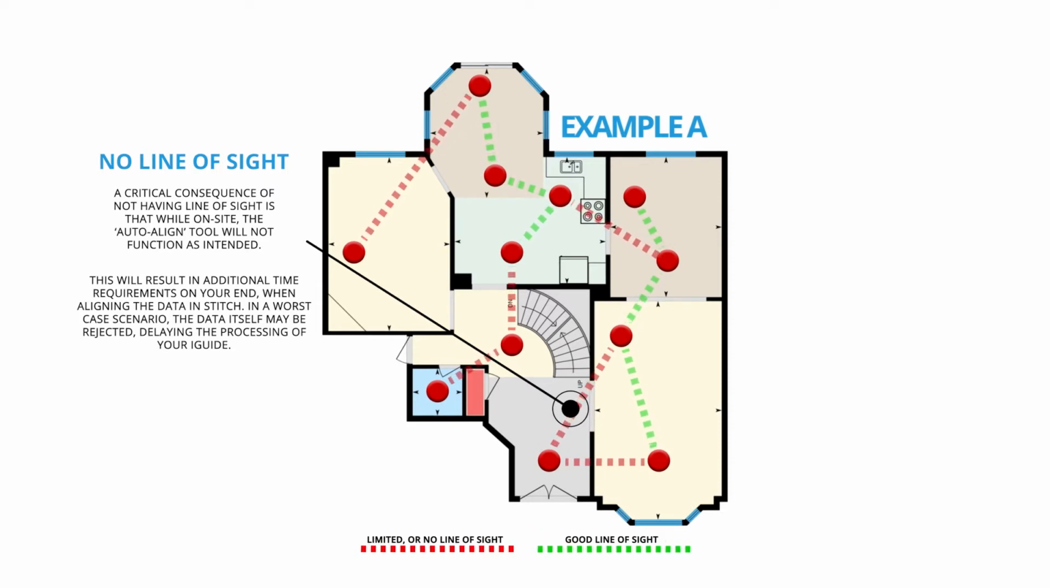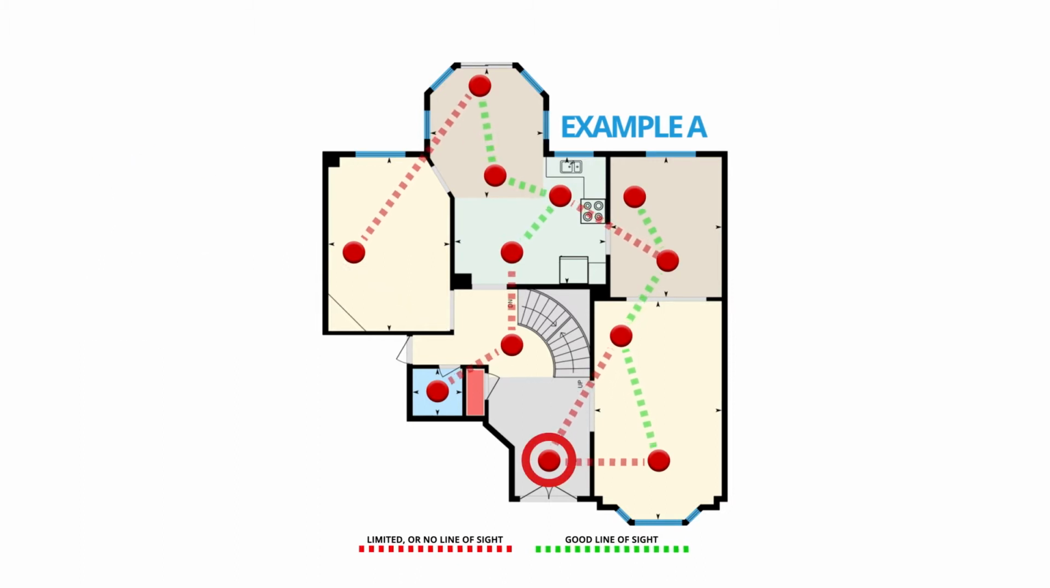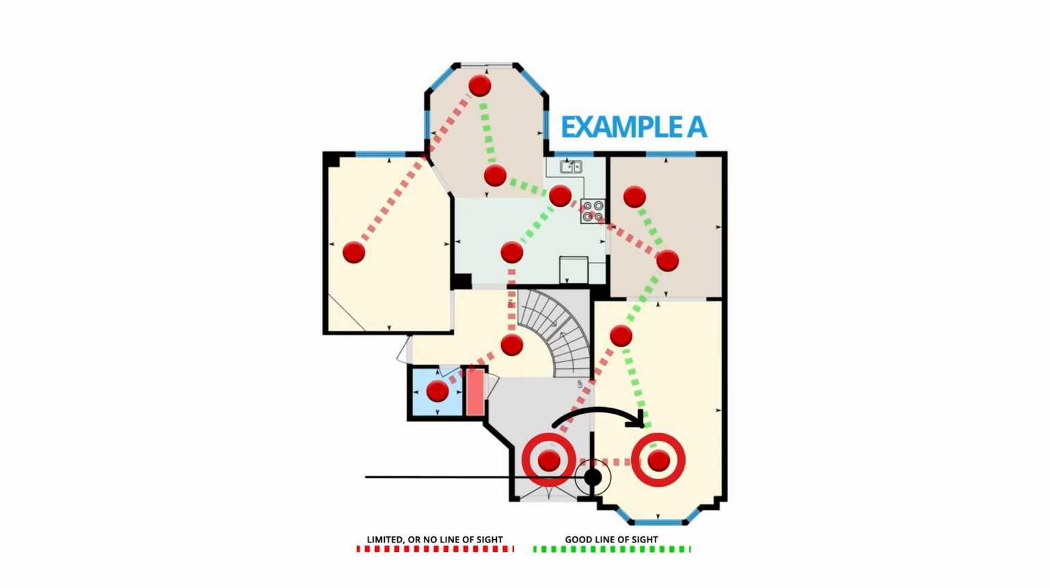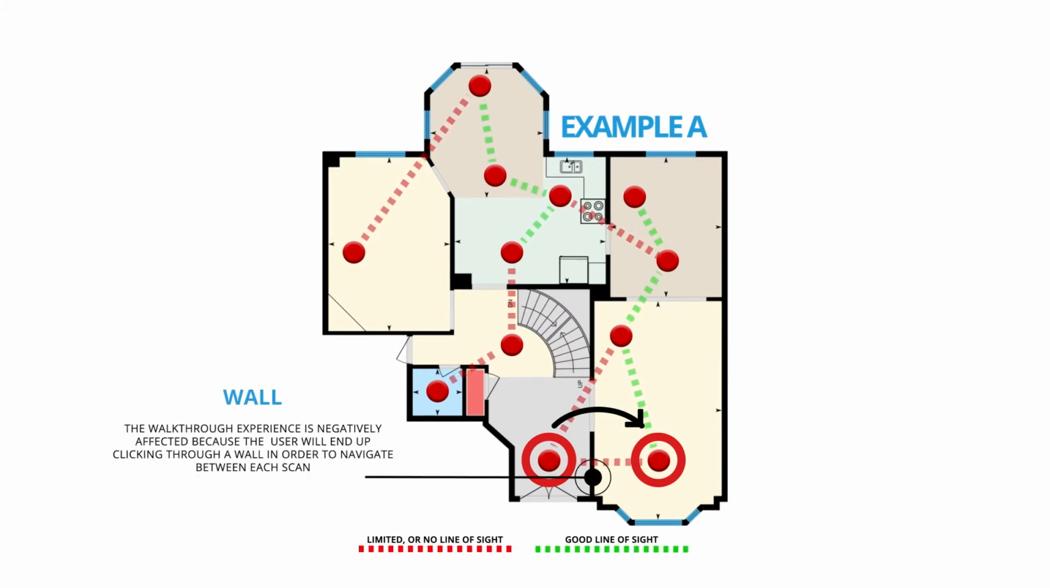In this example, you will see the scans indicated as red dots. The first scan is taken in the foyer, and the second scan is taken in the living room, but with no line of sight to the first scan. Within the virtual tour, the walkthrough experience is negatively affected because the user will end up clicking through a wall in order to navigate between each scan.